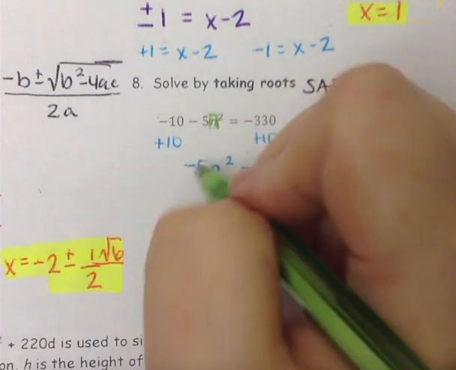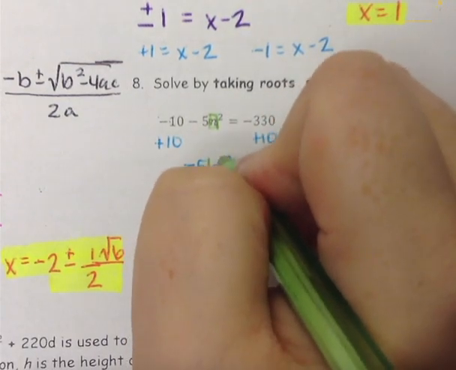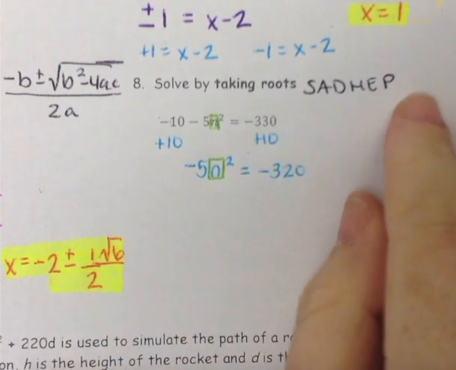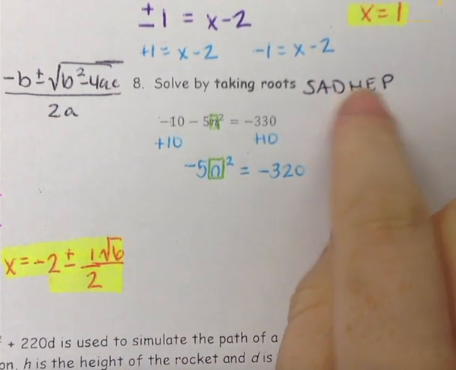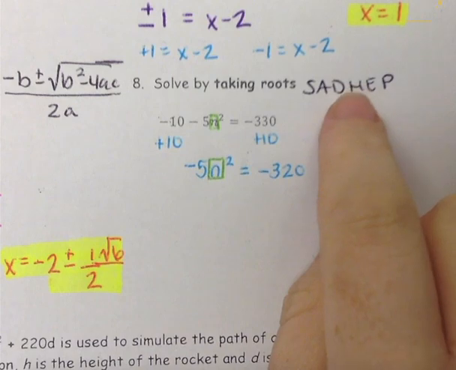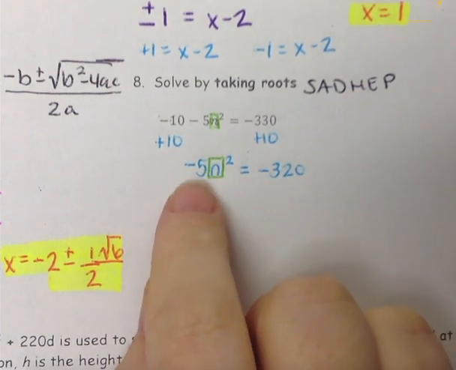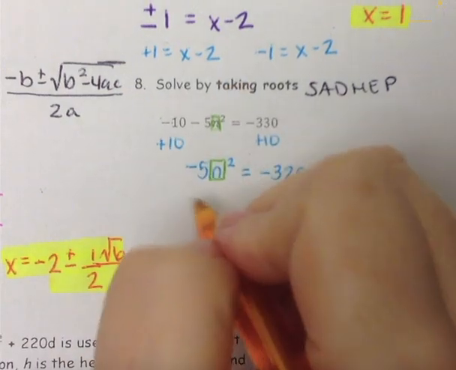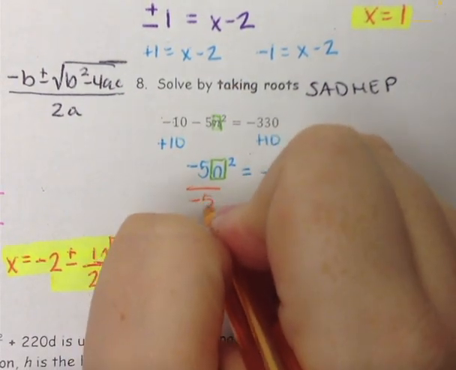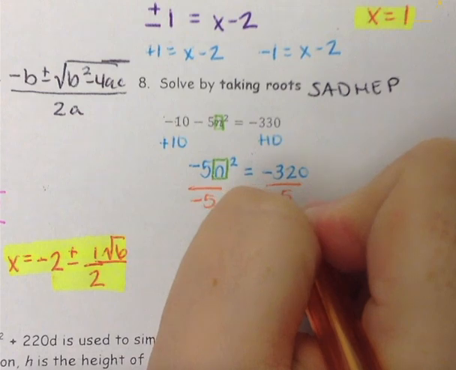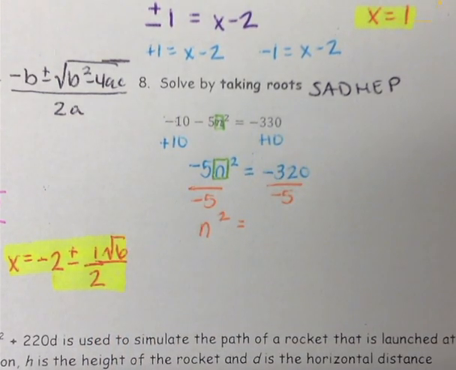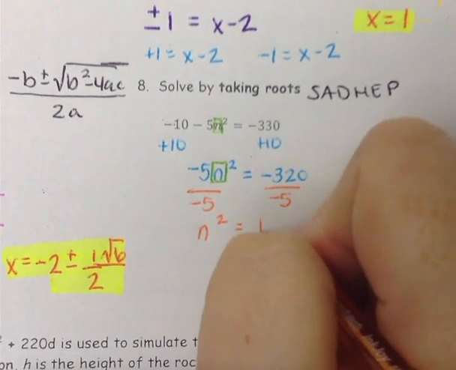We still want to solve for this n. So we have a negative 5 and a 2. The negative 5 is multiplied, the 2 is the exponent, so we have to do the multiplication part first. So to undo that multiplication of negative 5, we divide by negative 5 on both sides. So we'll have n squared is equal to negative 320 divided by negative 5, which is a positive 64.